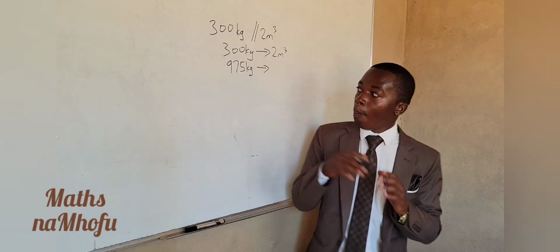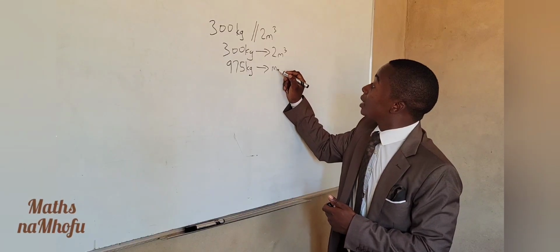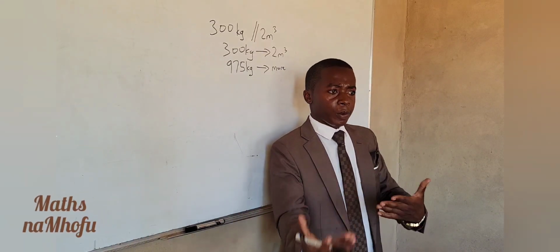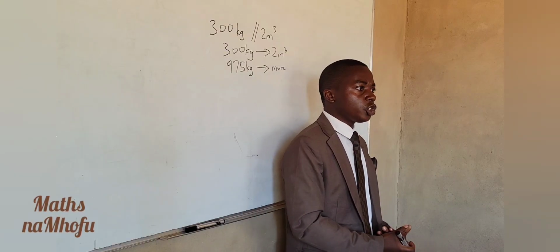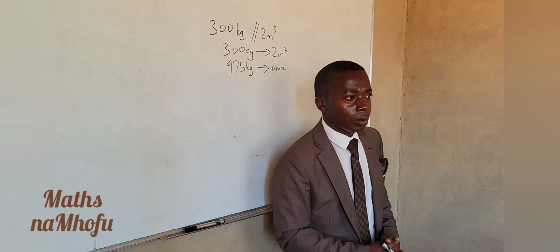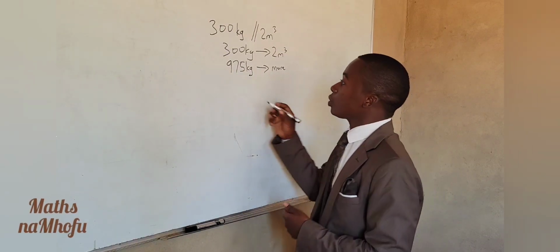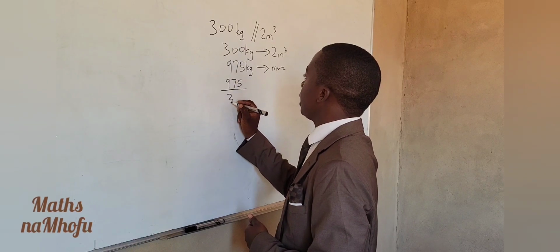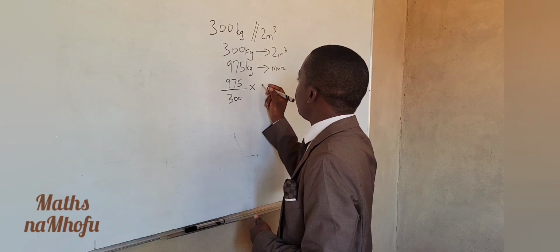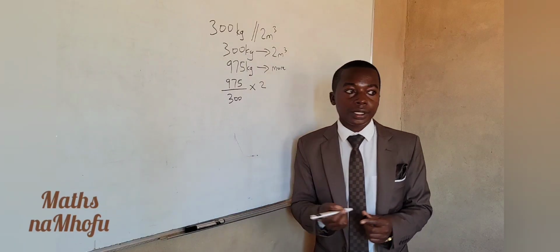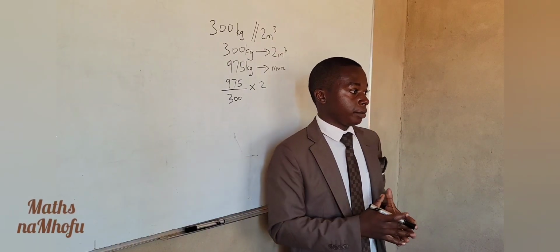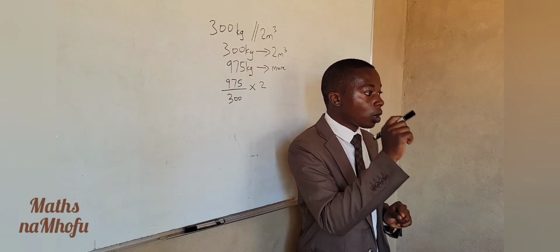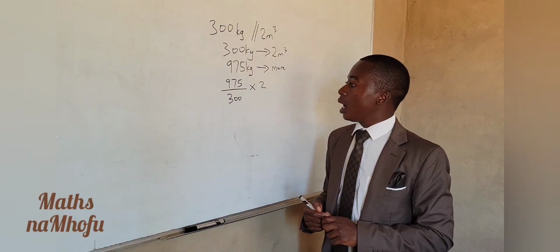More. Good. So when I'm getting more, what do I do? Do I use a proper or an improper fraction? Improper fraction. So you're going to say 975 divided by 300 times 2, like this. Because this is paper 1, you are not going to use a calculator. So you do this using your head.